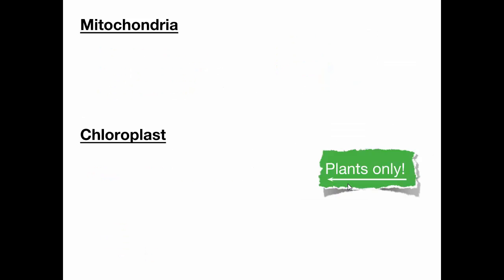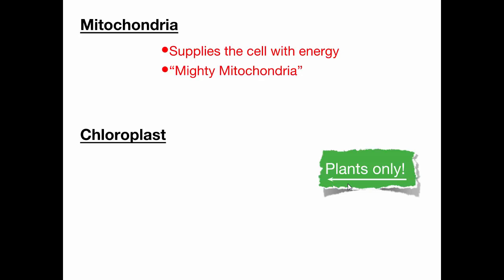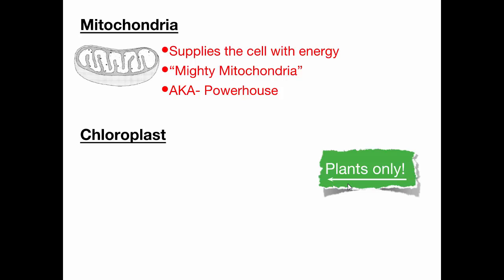Two last organelles to talk about, the mitochondria and the chloroplast. These are both related to energy. Mitochondria is the organelle that actually gives the cell the energy it needs to stay alive and to function. Often we call it the powerhouse of the cell, or the mighty mitochondria, because they supply energy. It looks like a jelly bean with a bunch of folds inside of it. That's a mitochondria. Jelly bean with folds.